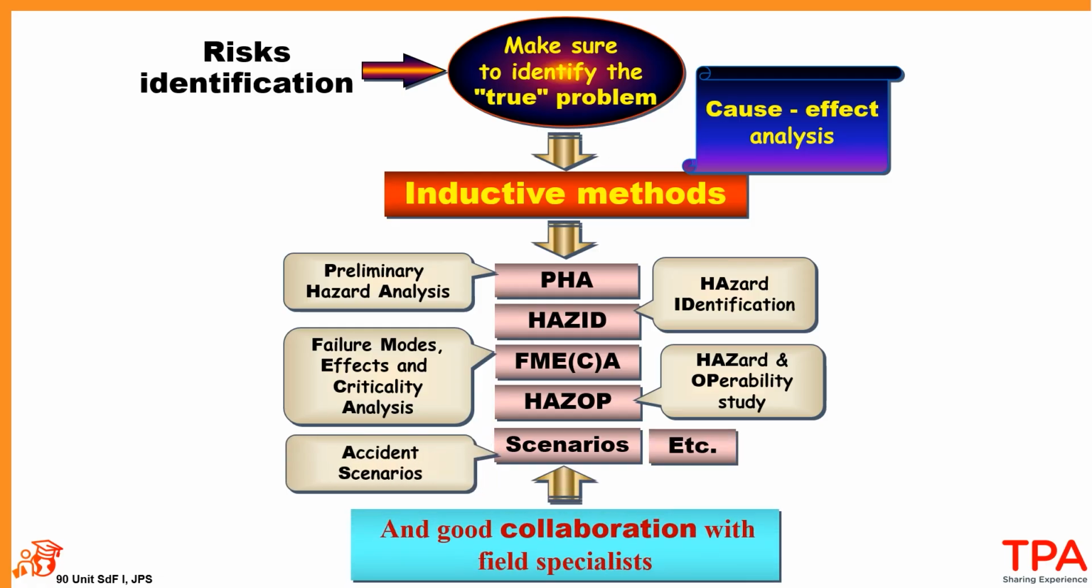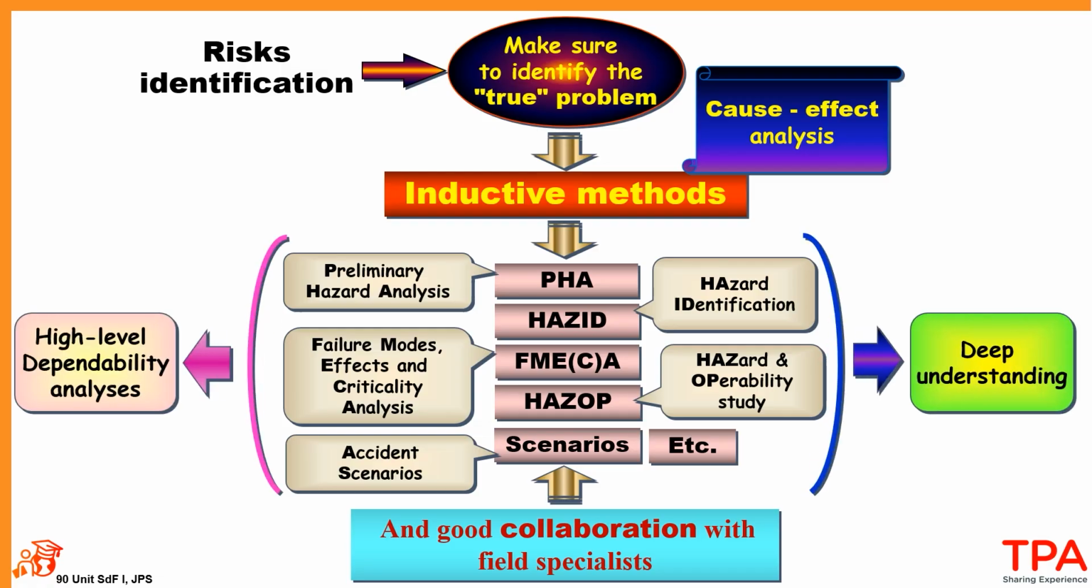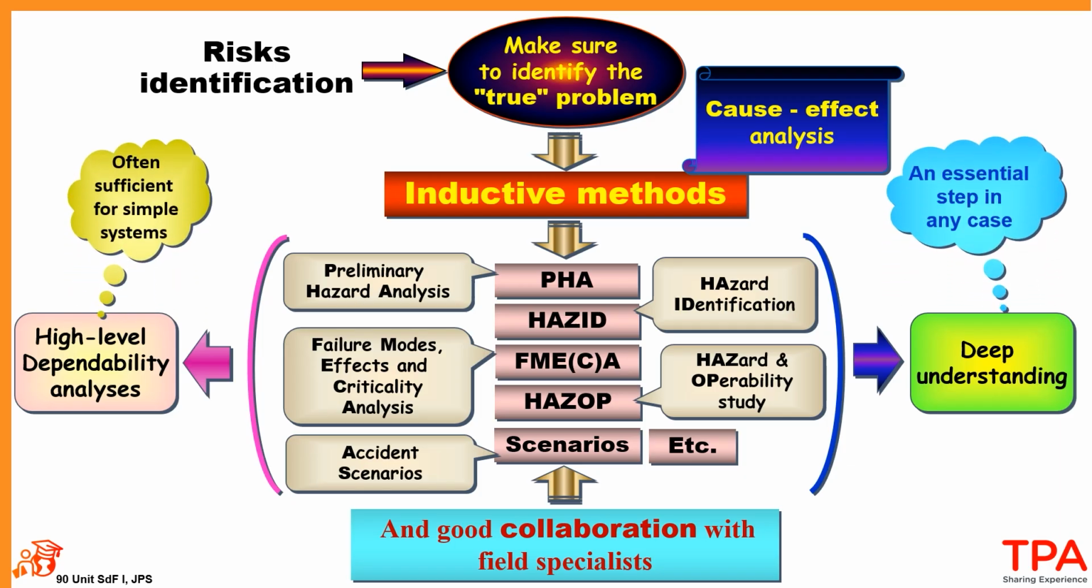Even if it can be achieved by the analyst alone in his or her office, the maximum efficiency is achieved when specialists from the field who actually know what happens in operation are involved. They are essential for two different purposes: providing an in-depth understanding of the system behavior and achieving high-level dependability studies. This is often sufficient for simple systems, but this is an essential stage for complex or complicated systems.